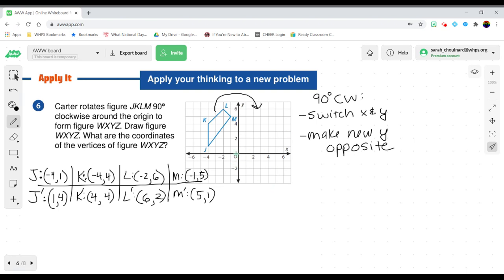So let's plot the points. J is 1, 4, so I'm going to label that J prime. K is 4, 4, K prime. L prime is 6, 2. M prime is 5, 1. And so J and K connect, K and L, M and L, J and M.